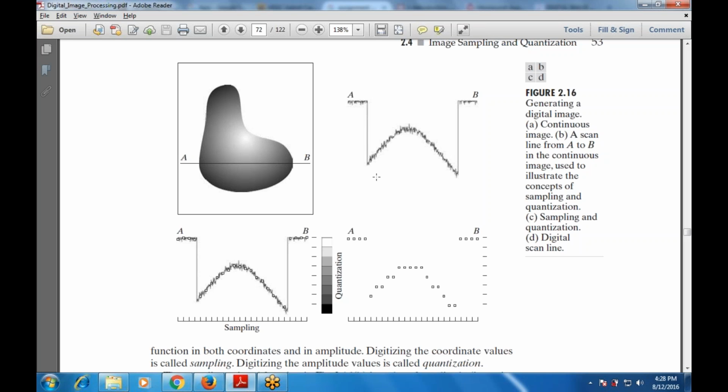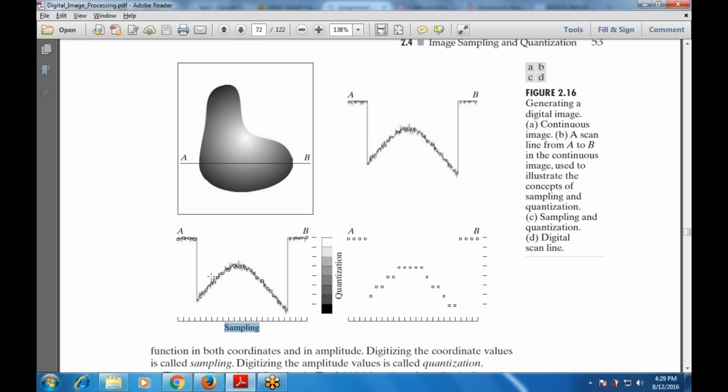And next is a scan line from A to B in the continuous image, which is used to illustrate the concept of sampling and quantization. This is the figure in the continuous form, and it ranges from A to B, like this. Next is sampling, which also ranges from A to B. We can sample this. Then quantization, that means we are providing the quantity to that.